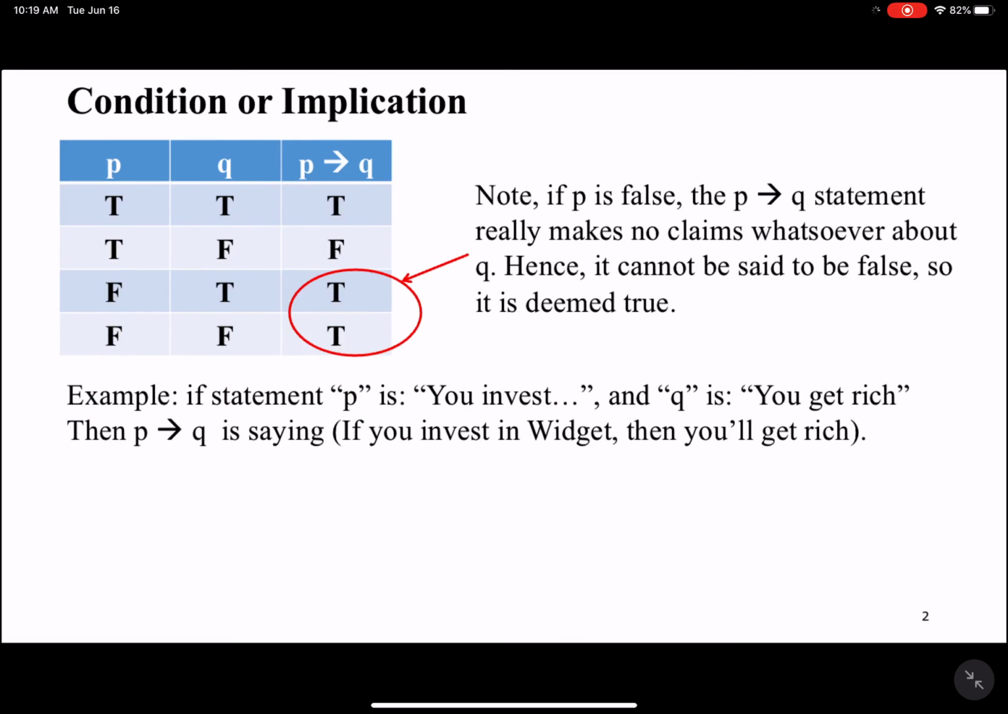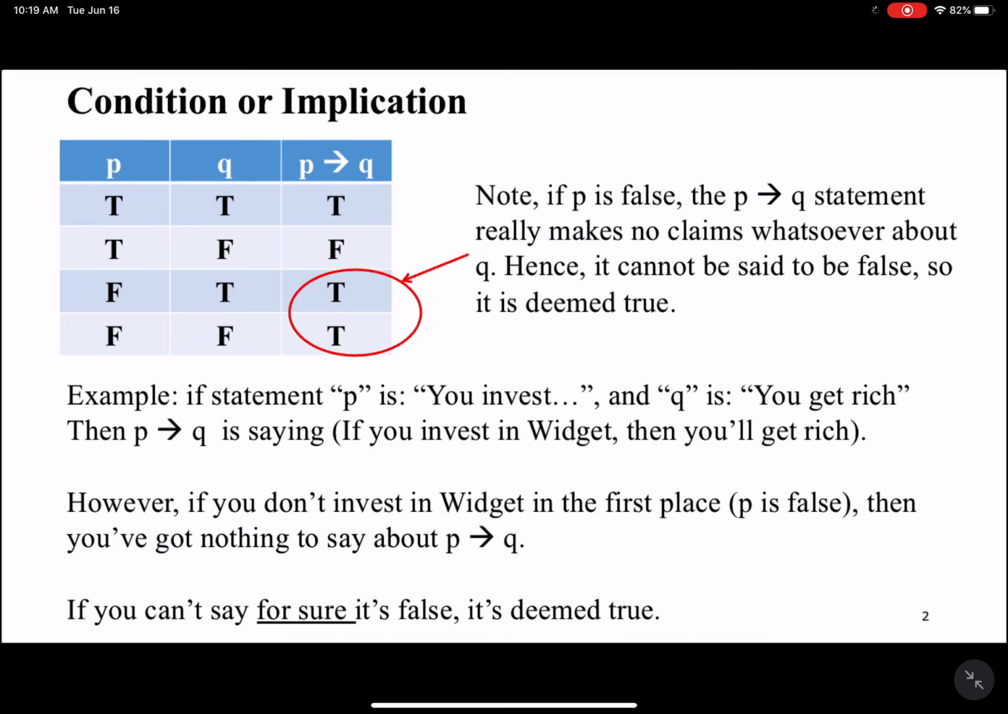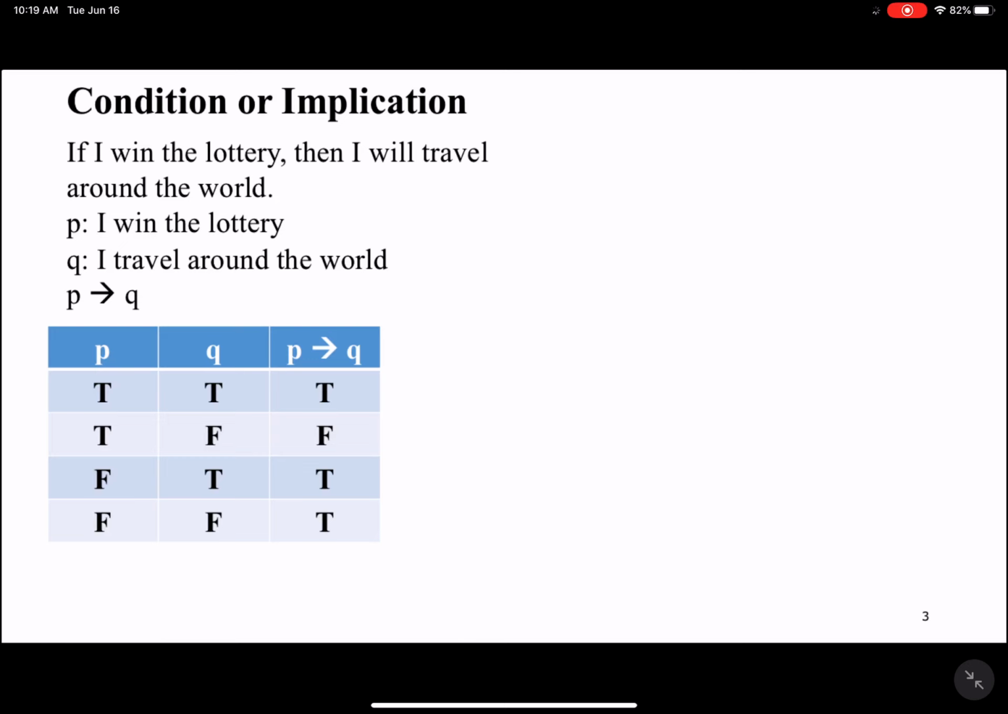Well, I'm going to provide an example for you. Let's say I tell you that if I win the lottery, then I will travel around the world. I win the lottery is P and I travel around the world is Q. Let's say I win the lottery, that's true, and I travel around the world, that's true. Then if P then Q is true, because that's what I told you. If I win the lottery, then I travel around the world. I win the lottery, true, and I travel around the world, true. Then if P then Q is true.